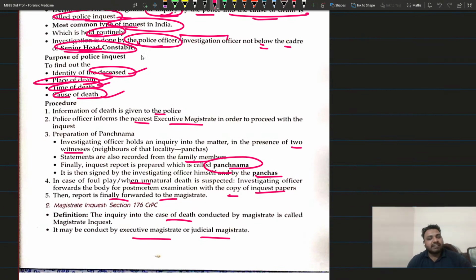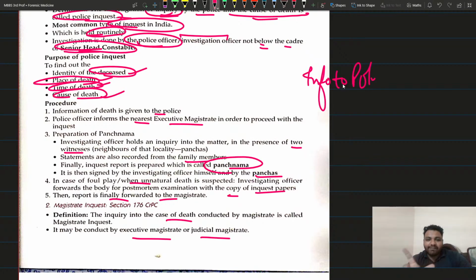Procedure. Information of the death is given to the police. First, the police will receive the information. Then he will inform the nearest executive magistrate in order to proceed for the inquest. Preparation of panchnama. Now the investigating officer will hold the inquiry into the cause of death. There are two witnesses. Statements are also recorded from the family members. Finally, the inquest report, which is also known as Panchnama, is prepared. It is then signed by the investigating officer himself and by the witnesses.